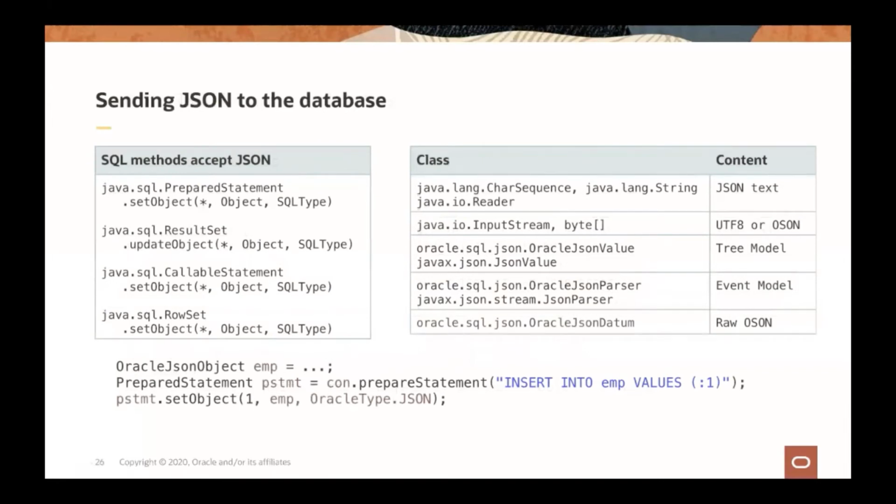Okay, here's the next slide. It's about how you send JSON to the database, like if you want to do an insert or an update. For this, we use the methods shown here. There are four main methods: setObject on PreparedStatement, updateObject on ResultSet, setObject on CallableStatement, and setObject on RowSet.